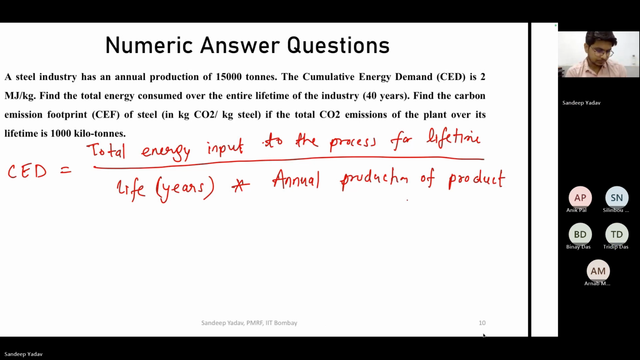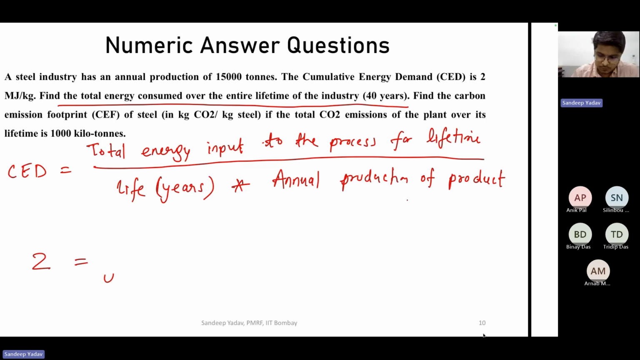So we know the total energy for the lifetime, option number one. First thing, we are given 2 megajoules per kg. So the cumulative energy demand is given as 2. What we have to find is the total energy consumed over the entire lifetime of 40 years.